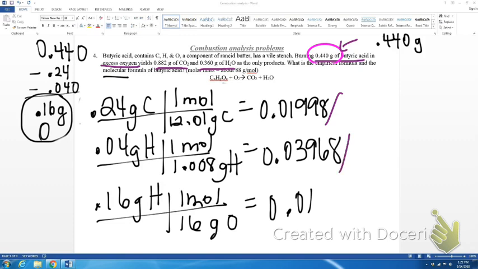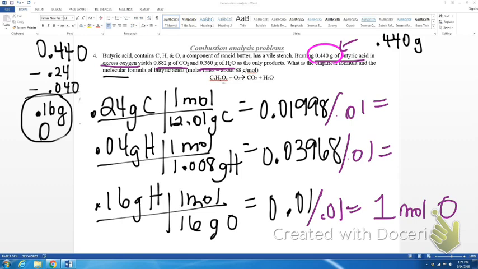So divide by the smallest, which happens to be 0.01. That's just going to give us 1 mole of oxygen. The 0.03968 is going to be very close to the number 0.01. You get 3.968, which is definitely close enough to 4. And then the top one is going to be super close to 2. If I actually type this in, it's 1.998. So yes, that's close enough to 2 moles of carbon.